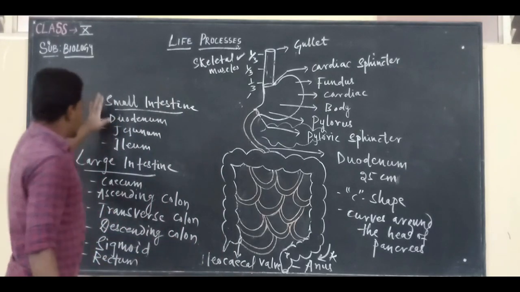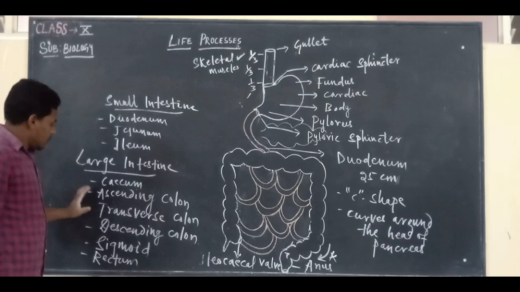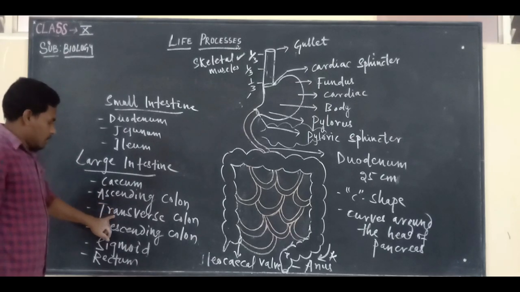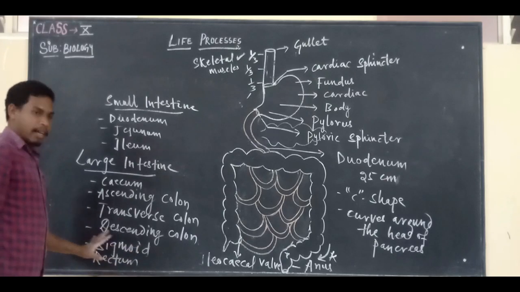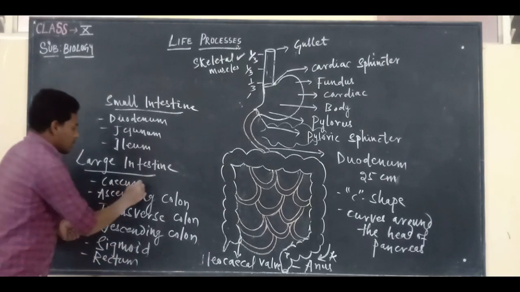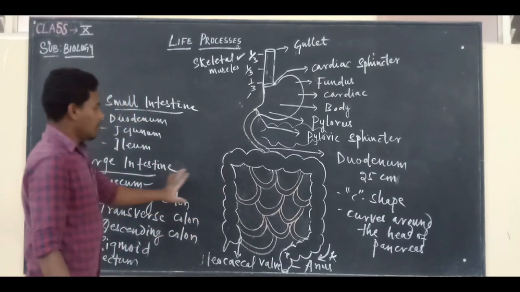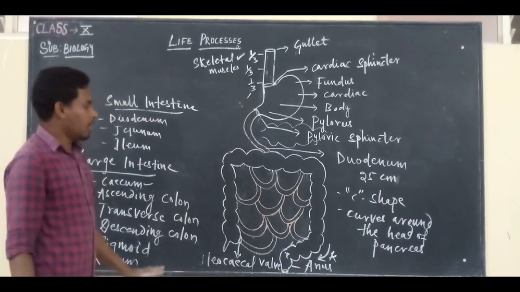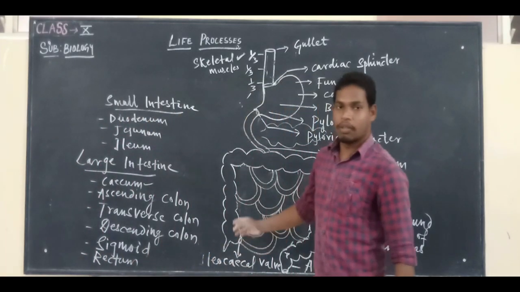So the small intestine has the duodenum, jejunum, and ileum. The large intestine has the ascending colon, transverse colon, descending colon, sigmoid, and rectum, and even the cecum. So these are the parts of the small intestine and large intestine. So we need to see what? Villi. We need to see villi now.